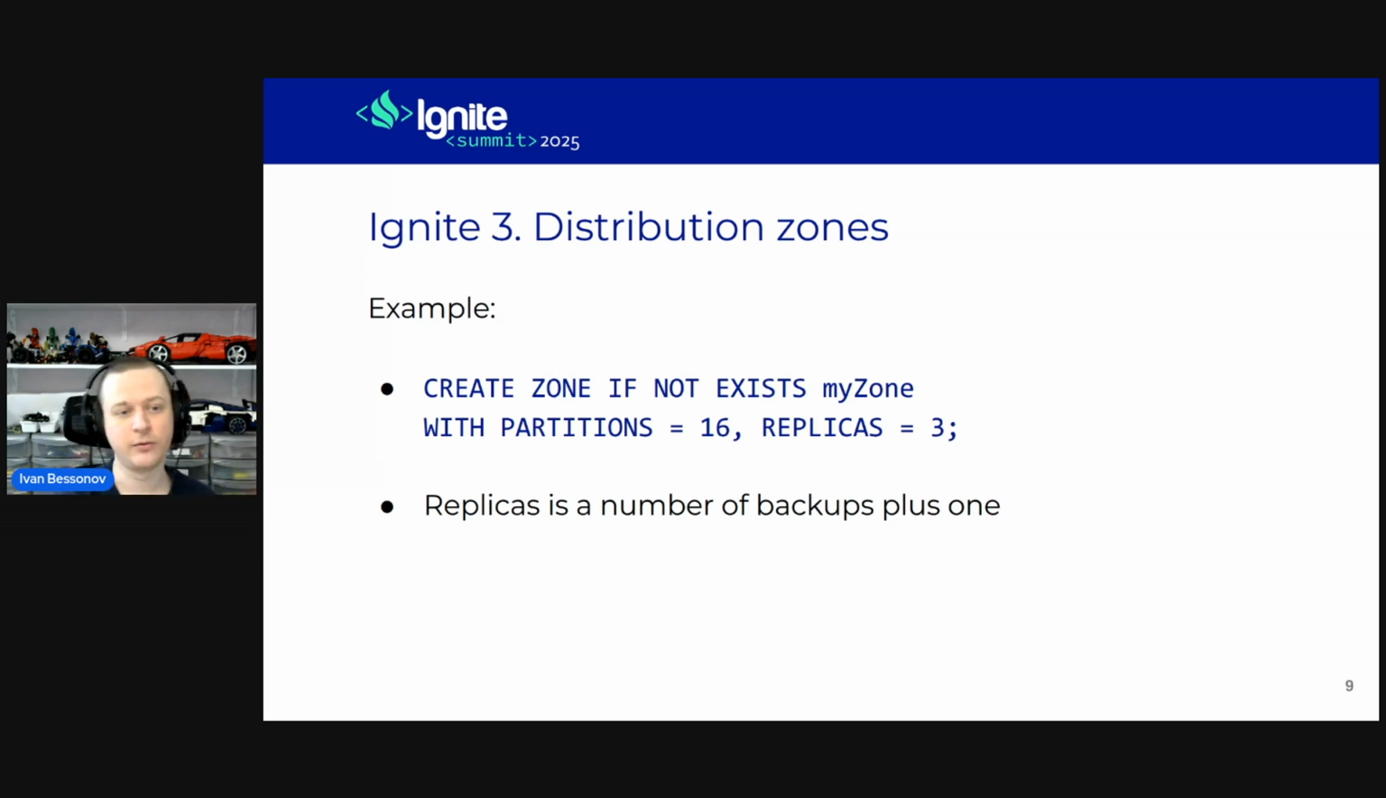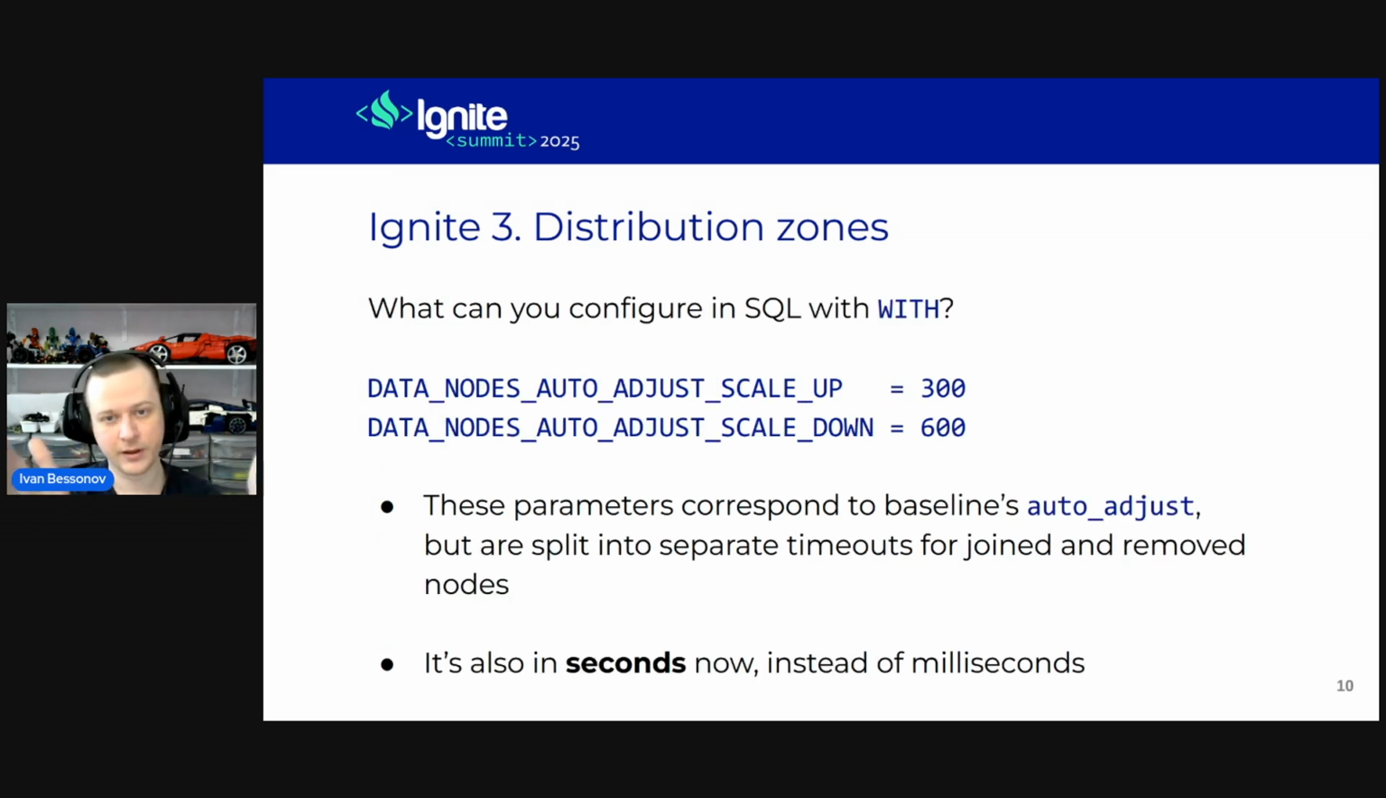What else can we add to that comma-separated list? Settings that in Ignite 2 corresponded to baseline. Now you can adjust your distribution zone automatically using 2 timeouts instead of 1. So the scale up timeout is a number of milliseconds that the system will wait between joining new nodes and adding it into a distribution zone.